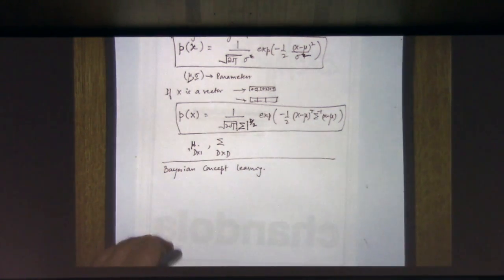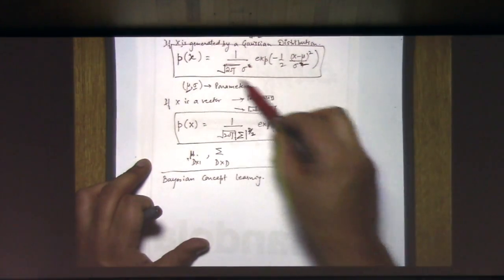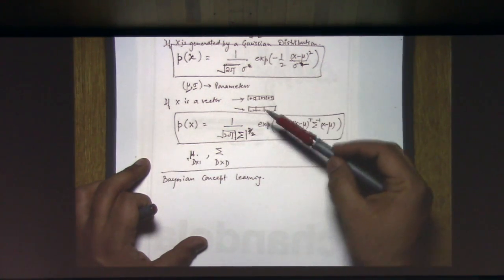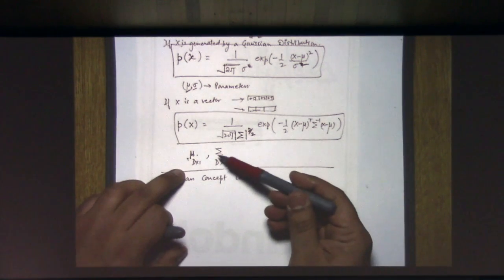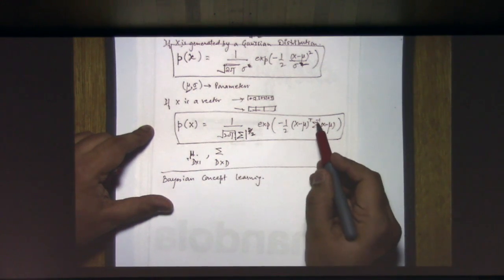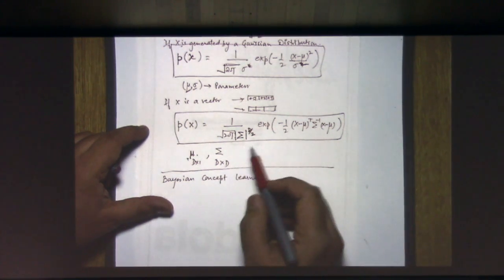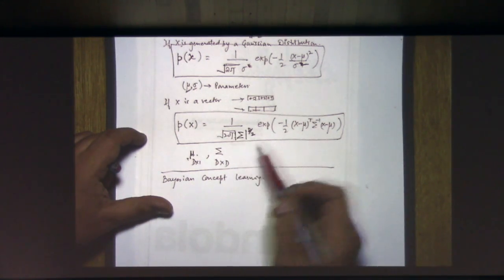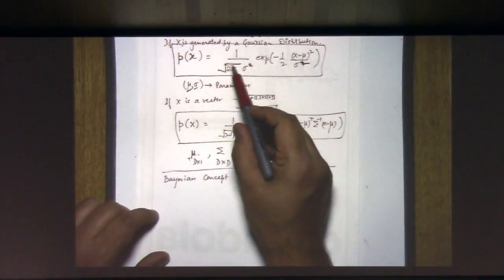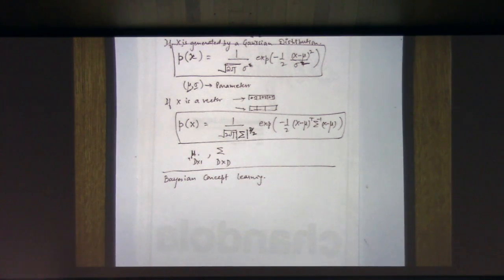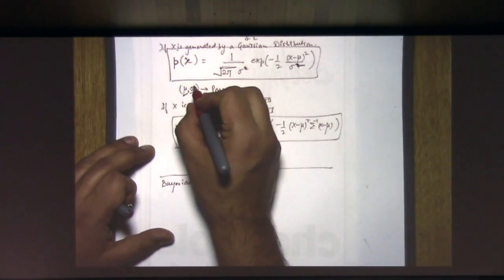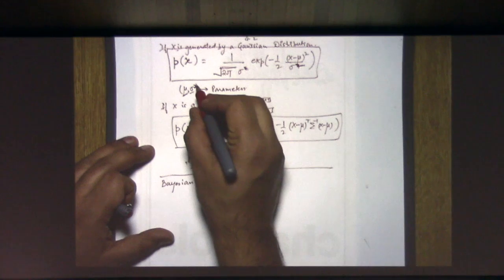is not 1. You can think of this single variable distribution as a special form of this. If you set d to 1, it exactly becomes this, because if d is 1, then this is a 1 cross 1 matrix, which is essentially a number. In which case this just becomes 1 over sigma square, and this determinant just becomes the absolute value of sigma. So it's exactly that. One thing I should say is that typically we say that mu and sigma square are the parameters.